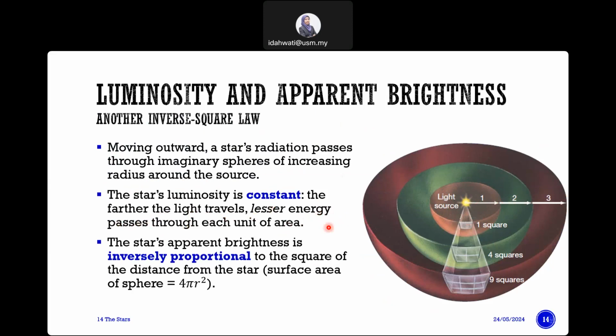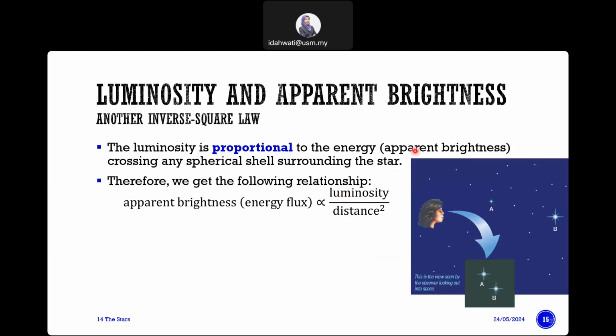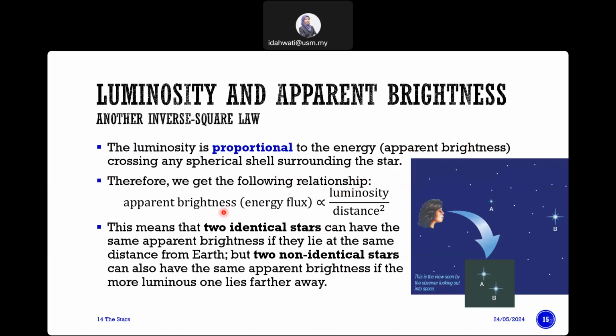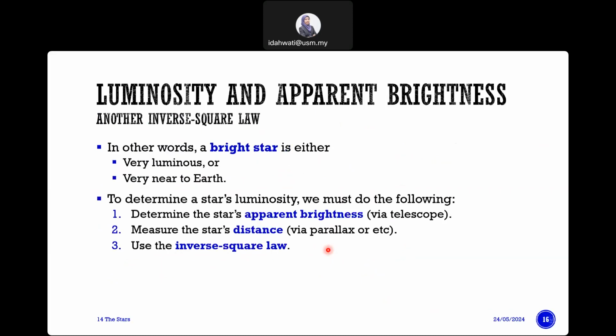So basically, the brightness is inversely proportional to the square of the distance from the star, which is 4 pi r squared. So the luminosity is proportional to the energy, which is the apparent brightness, crossing any spherical shell surrounding the star. Therefore, we get the following relationship: apparent brightness with luminosity and the square of distance. It means two identical stars can have the same apparent brightness if they lie at the same distance from the Earth. In other words, a bright star is either very luminous or very near to Earth.